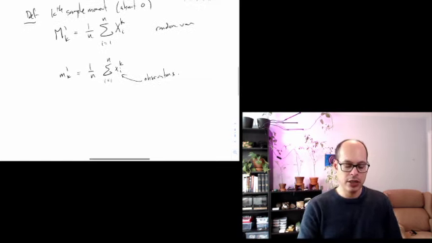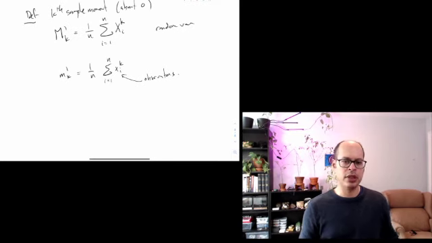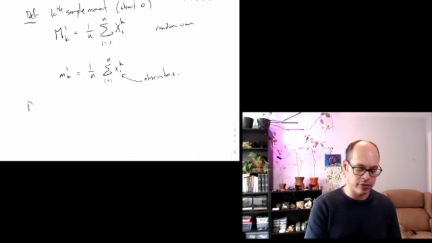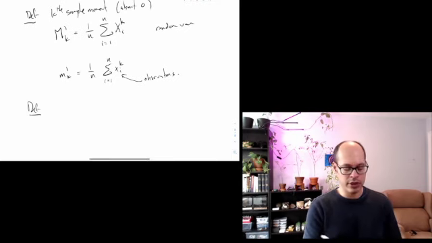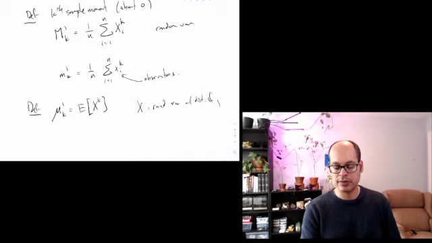Okay, so now what's the utility of these? Well, these are estimators for the actual moments. If you remember, we had defined these before. The kth moment about the origin is the expected value of X to the k, where X is some random variable having the distribution of the population.